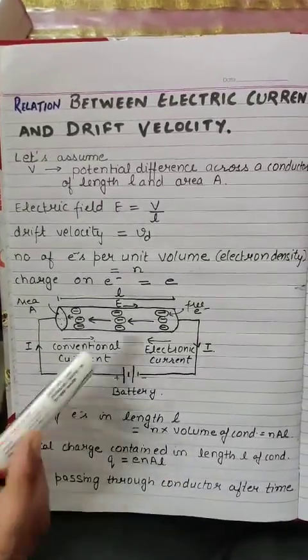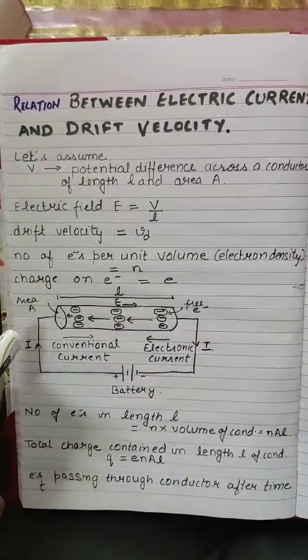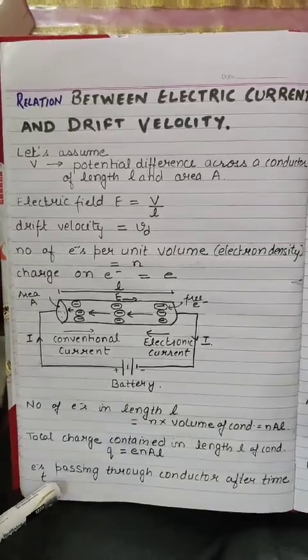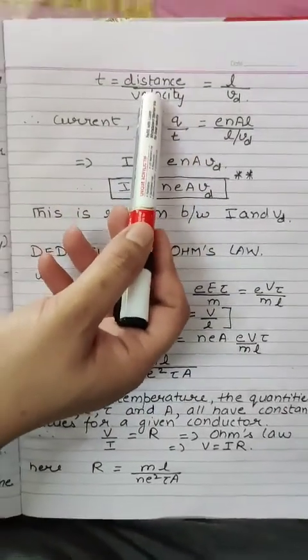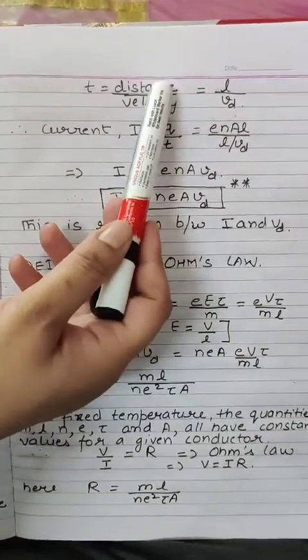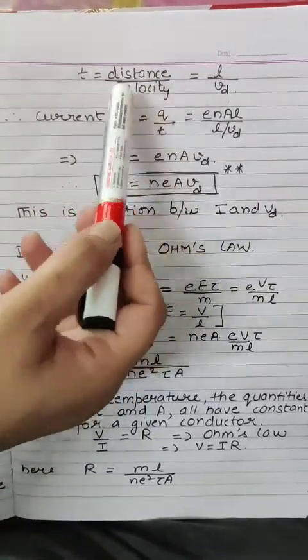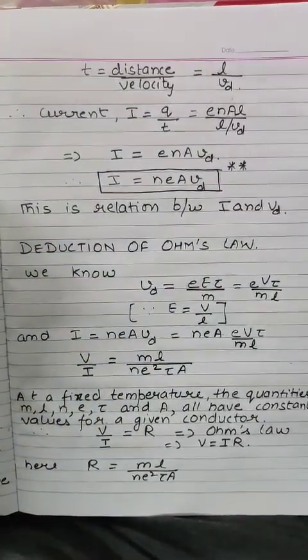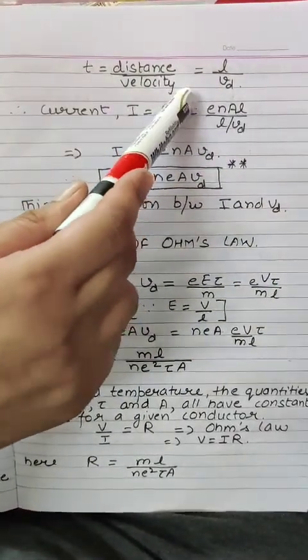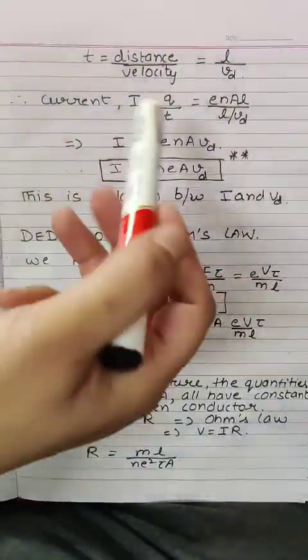Now moving further, when the electrons drift towards the opposite direction, they will take some time. How much time will they take? Let us say the time is t. So this time is equal to distance upon velocity. Distance is the length of the conductor, that is L, and because the electrons are drifting towards the opposite end of the conductor, the velocity with which they are moving will be Vd, that is drift velocity.